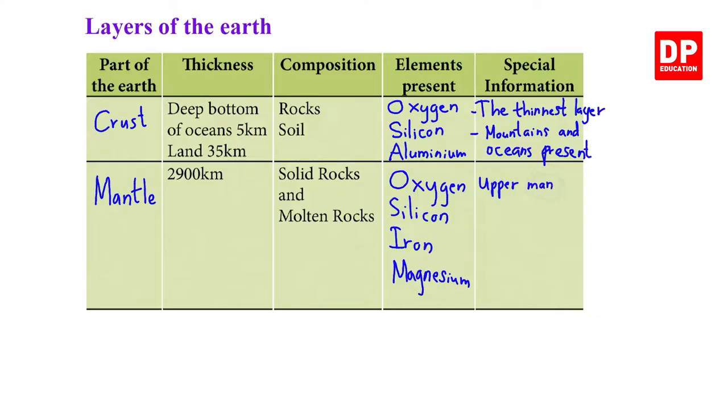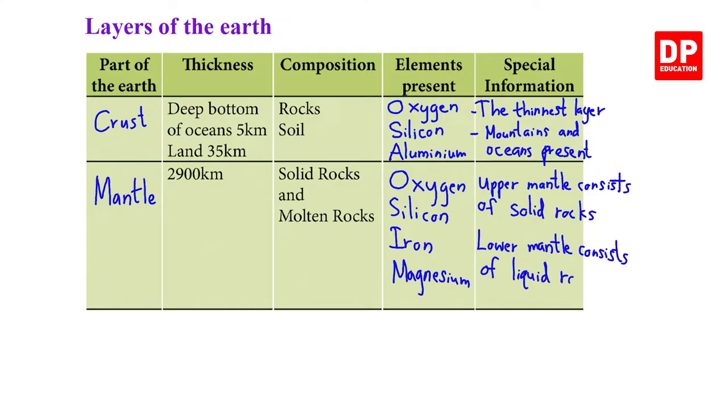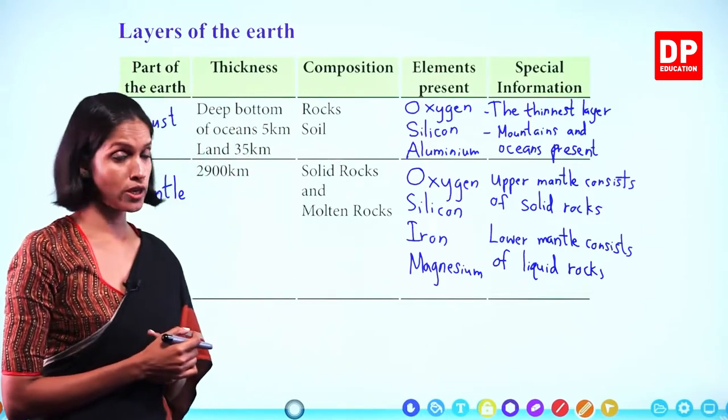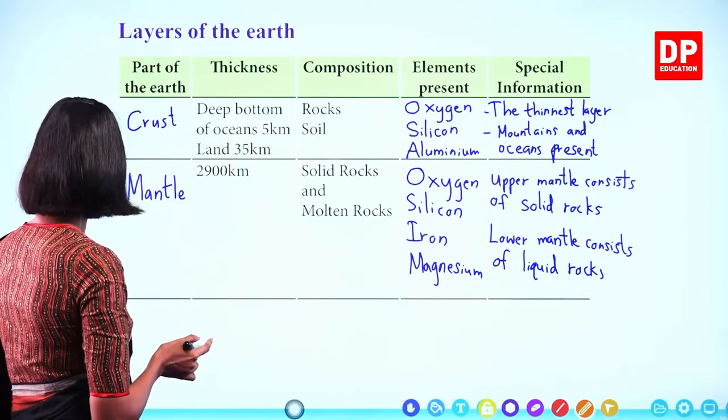Right, we can write special information. Upper mantle consists of solid rocks. Lower mantle consists of liquid rocks. Right. Upper mantle consists of solid rocks. Lower mantle consists of liquid rocks. Okay. Right. We'll move on to the next.